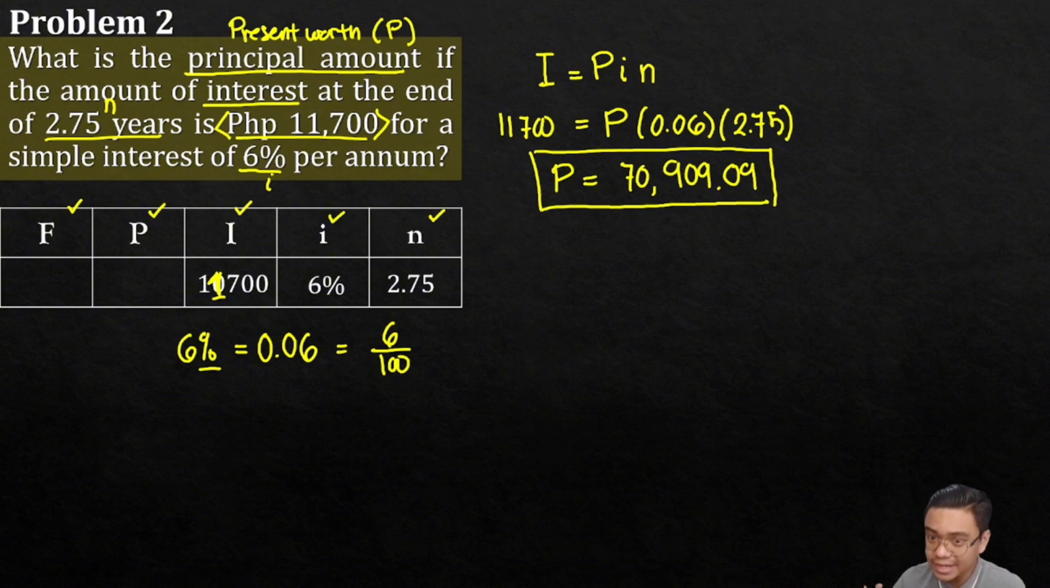Very simple. Again, let me just remind you, when it comes to economics, it's always future and present. So you have to understand our indicators. Okay?